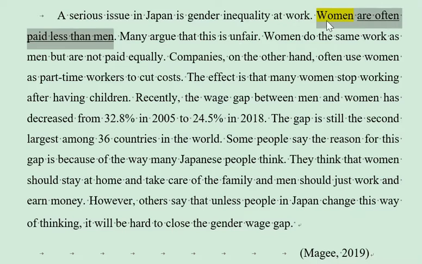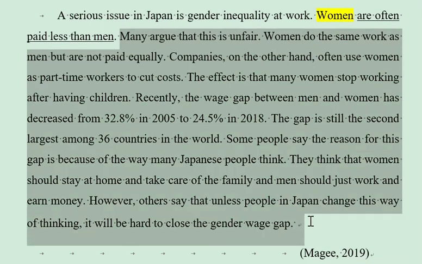The topic sentence isn't clear. Women are often paid less than men. So what? Why? How much less are they paid? These are all questions we can ask. So the author or writer needs to tell us the answers. And that is the function, that is the use of the supporting sentences. And we'll look at these again in a future video.